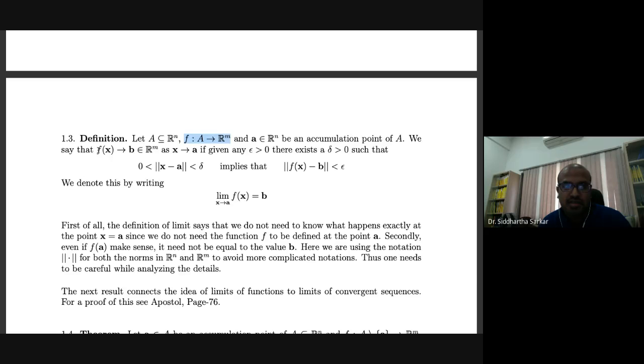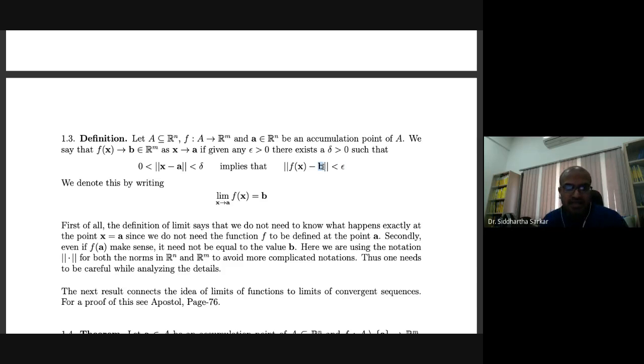Then you say that the limit of f(x) as x tends to a is b, this particular vector, which is in Rm on the other side. The definition is the same as in calculus. Given any epsilon positive, there should be a delta so that whenever I pick a point x belonging to the open ball of radius delta around a, except the point a, this implies the norm of f(x) minus b, that is the distance between f(x) and b, is less than epsilon. In other words, f(x) belongs to the epsilon radius ball around b.